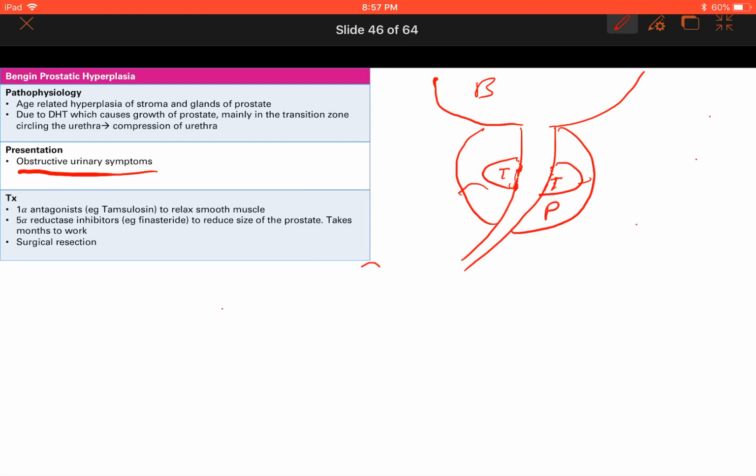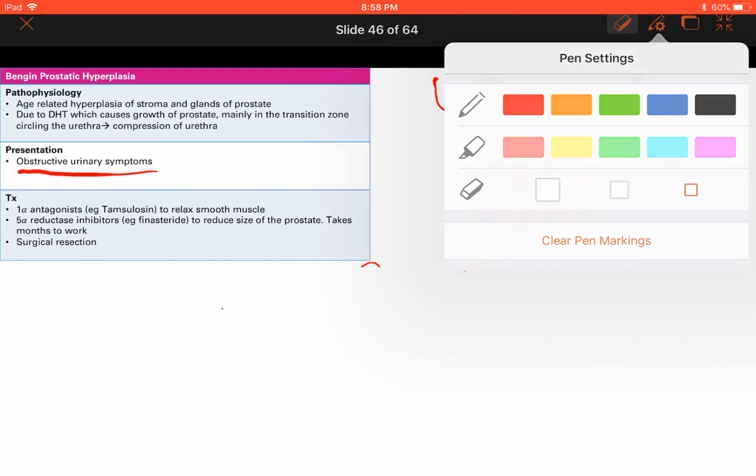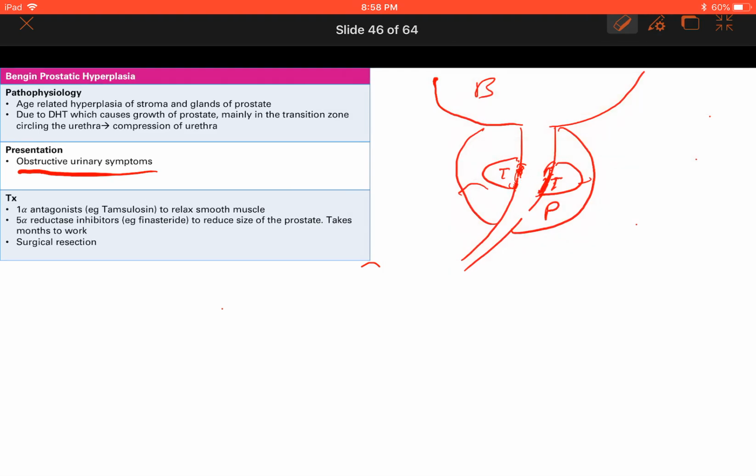The last thing you can do is just do a surgical resection. So you have this overgrowth of prostatic tissue. You can just go surgery and just remove all this tissue here. And again, you have a nice wide open urethra to pee from.